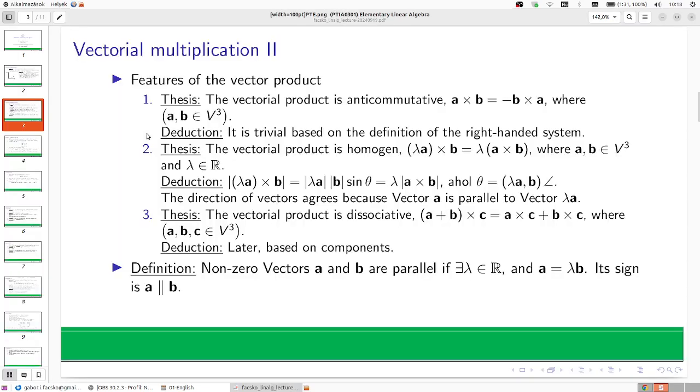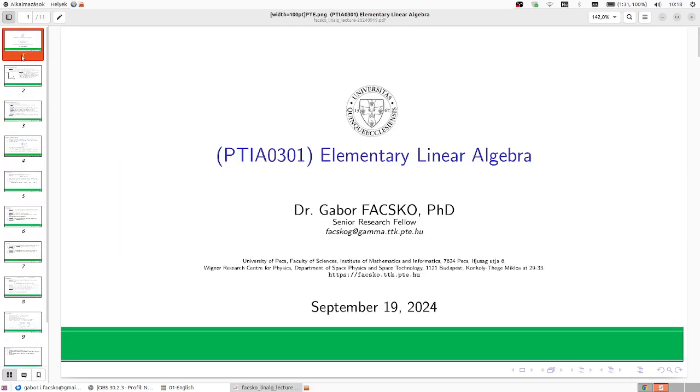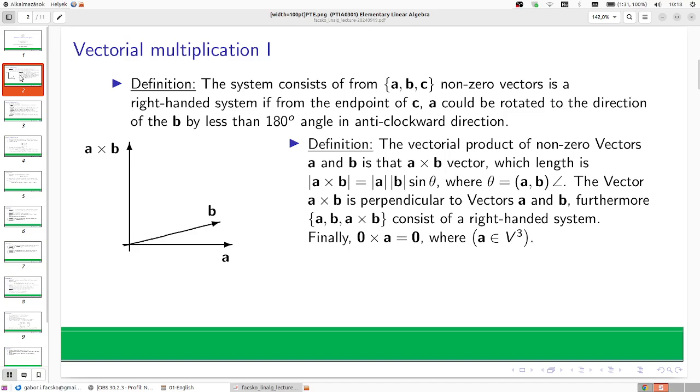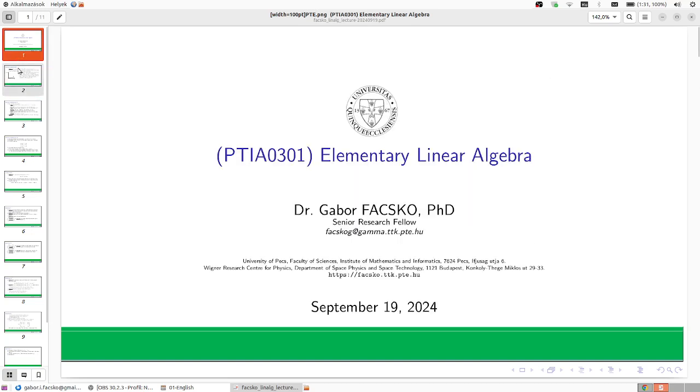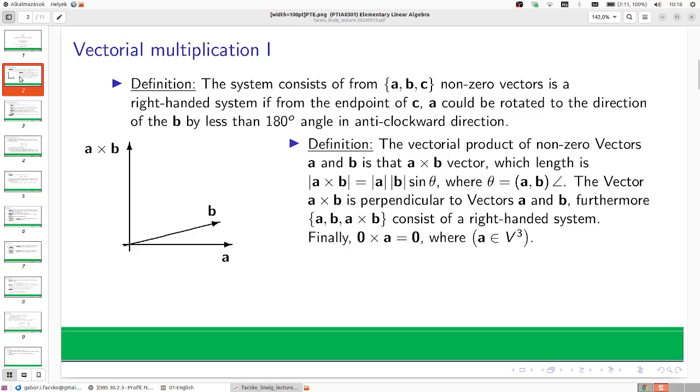Okay, did you check the notes that I uploaded? We're following the Hungarian notes, and I think it's not always the best. It's not really mathematics.